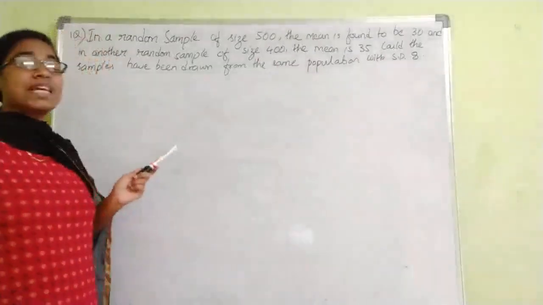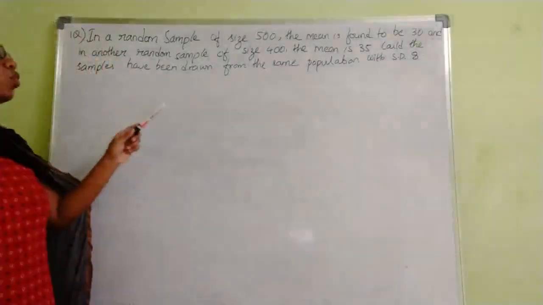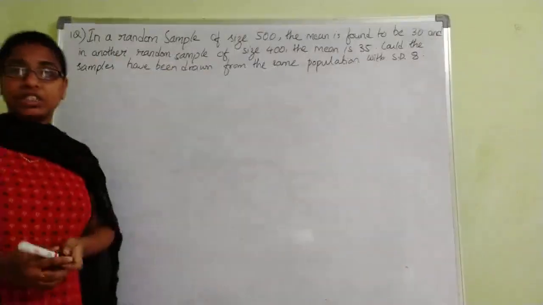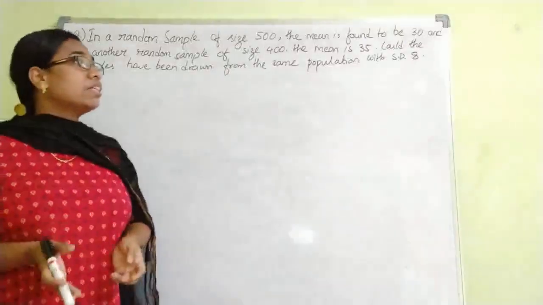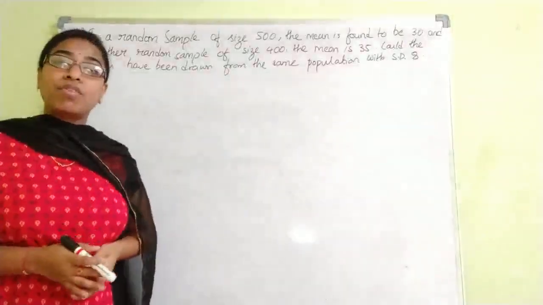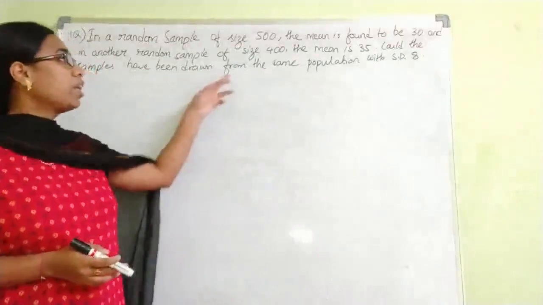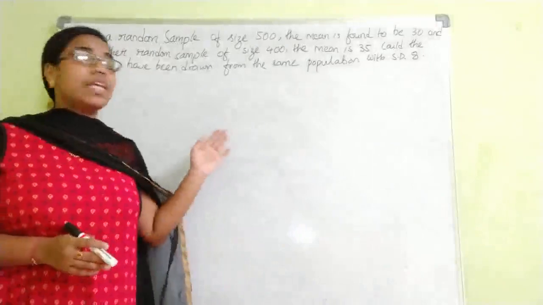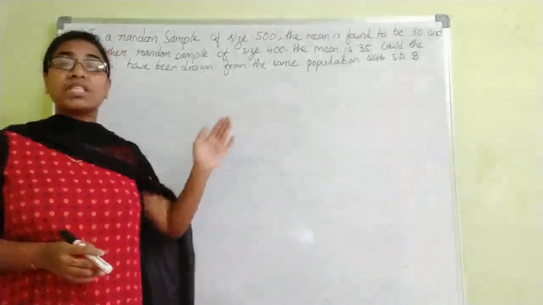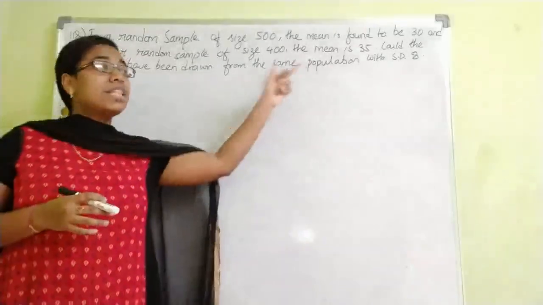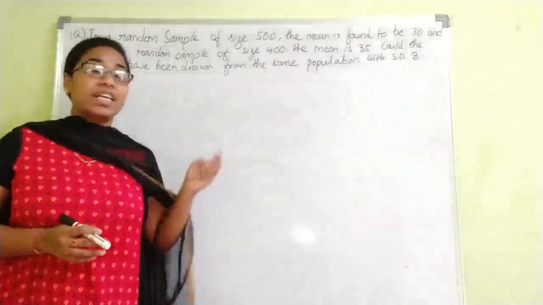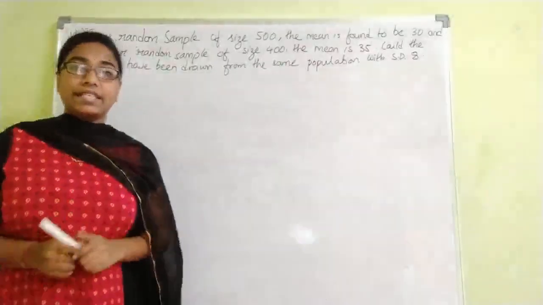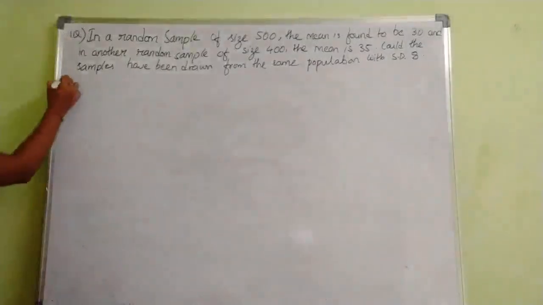So both sample sizes and sample means are given. Could the samples have been drawn from the same population? They are asking whether both samples are drawn from the same population with standard deviation A, that is, the population standard deviation value is given as 8. Now the solution.